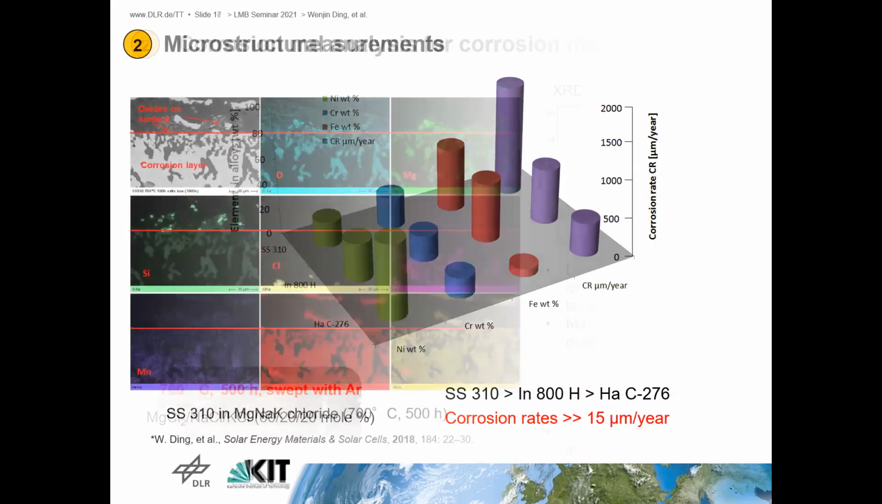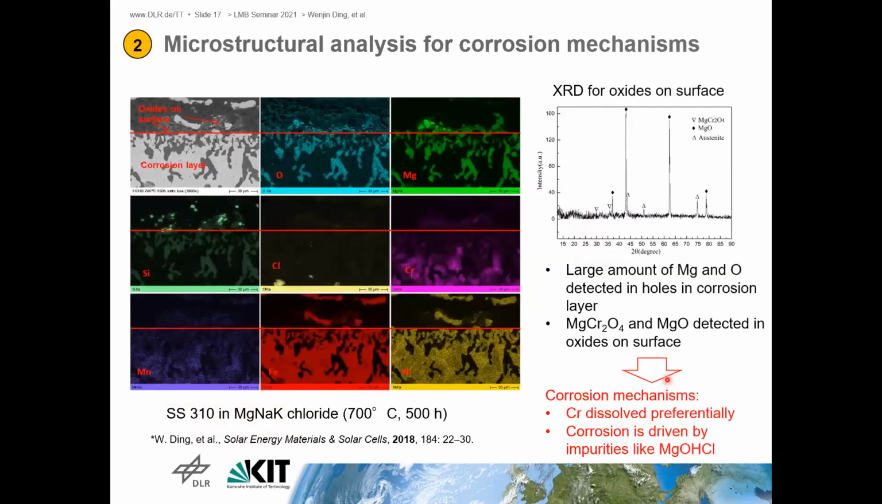So from the SEM and EDX analysis of the cross section of the samples, we found out the corrosion mechanisms. For the conventional alloys, first the chromium element is dissolved, and also, importantly, the corrosion is driven by impurities like the magnesium hydroxide ion in the salt.